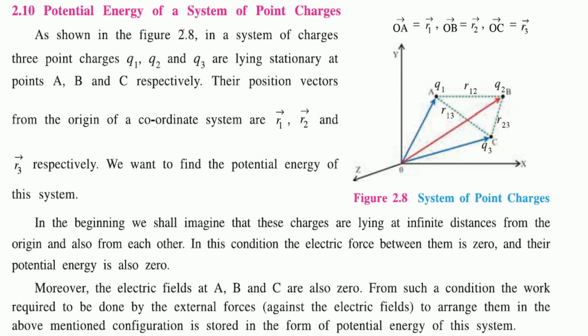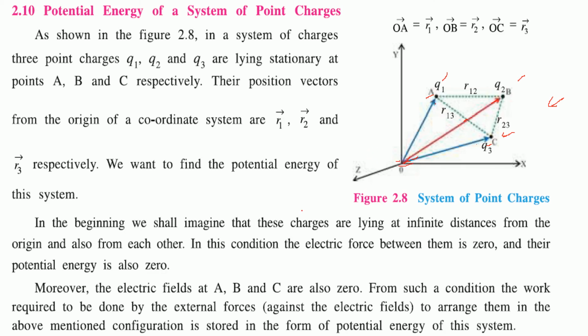Potential energy of a system of point charges. If you see this figure, in a system of 3 point charges Q1, Q2 and Q3, they are lying stationary at these 3 points. Their position vectors from this origin are r1, r2 and r3. So we need to find the potential energy of this system. This OA is r1, OB is r2 and OC is r3.